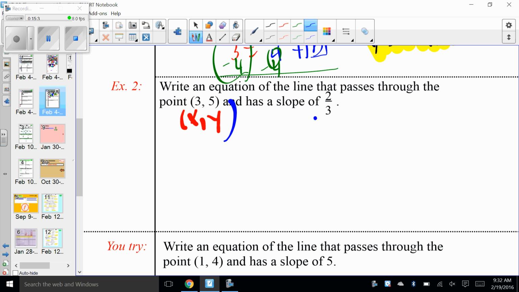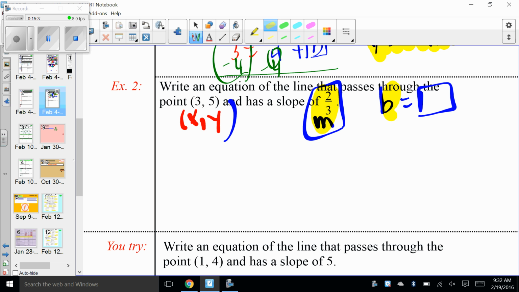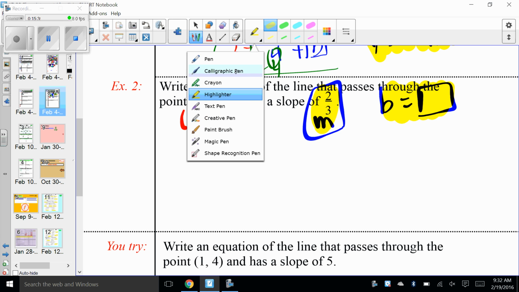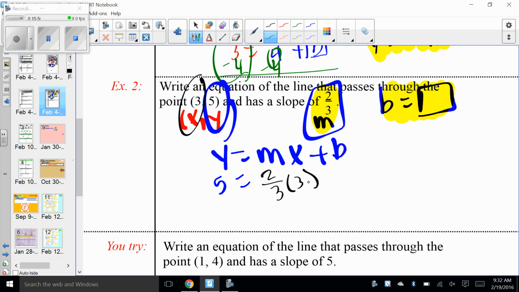All right, so we have our slope here. What is my b value? I don't know. And those are the two things I need. I need an m and I need a b, but I don't know the b. So we have to solve for it. We're going to borrow that x and y and solve. My y value is 5. My slope is 2/3. My x value is 3. Solving for b. Hand method's going to kick in here.